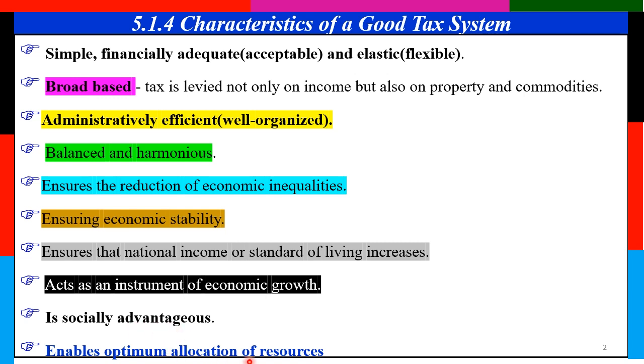Enables optimal allocation of what? The resource, since the resource is scarce in its nature. A good tax system enables the optimal allocation of the resource.